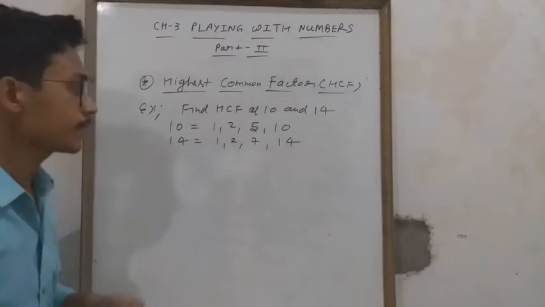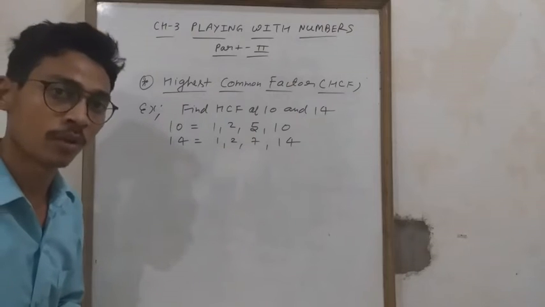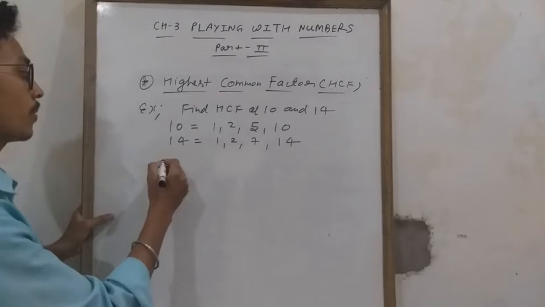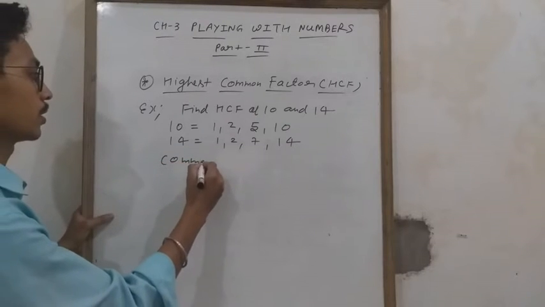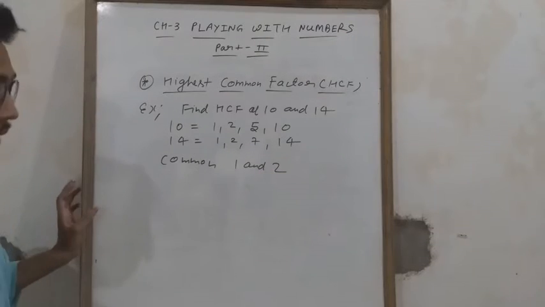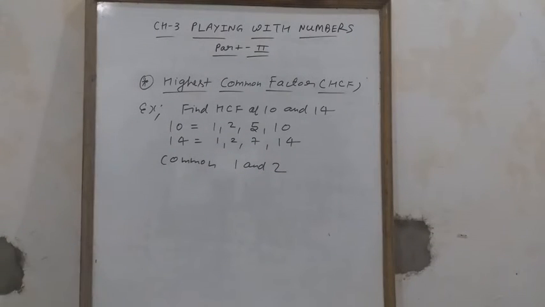Okay everyone, now see what is common between them. Highest common you have to find out. So what is common, students? Common is 1 and 2. Clear everyone? Common is 1 and 2.